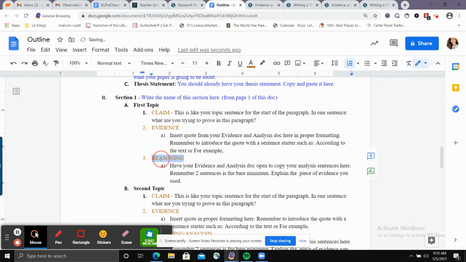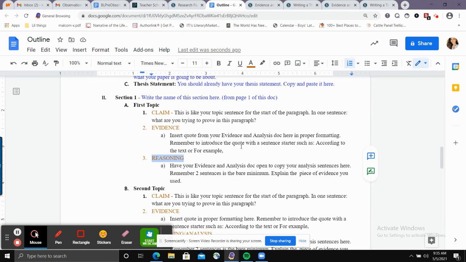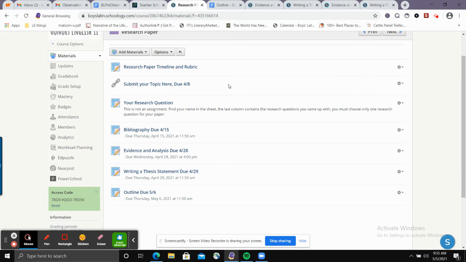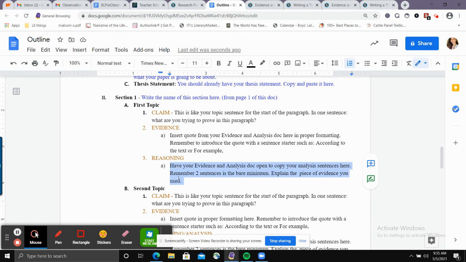And then the reasoning, which is simply your analysis that you wrote here. So you would copy it and paste it here. Remember to avoid actually starting your analysis off with saying this quote. Remember, it shouldn't be that language. It should start with something like, this clearly demonstrates how, or this clearly shows that, okay?